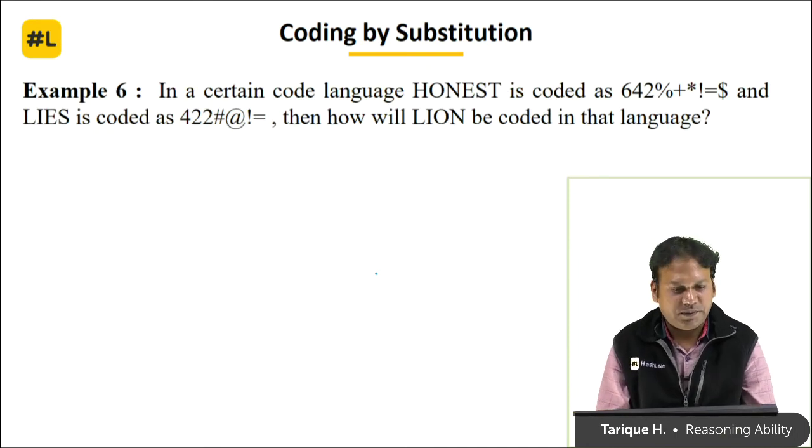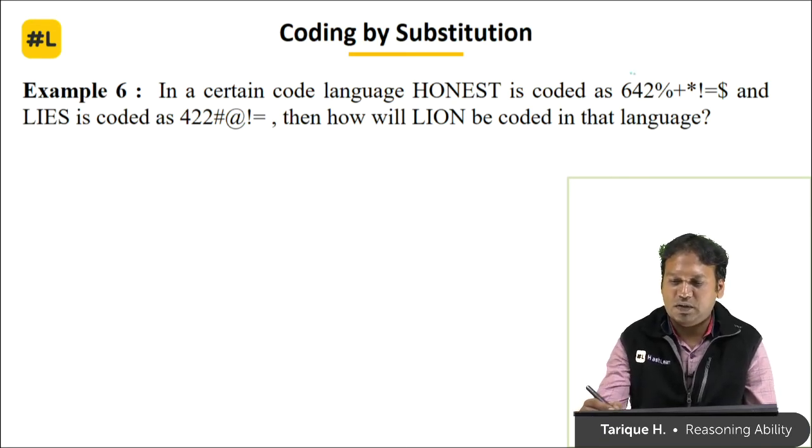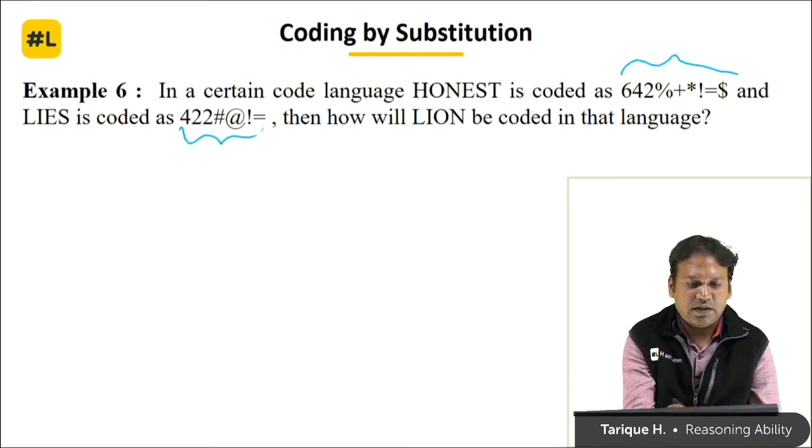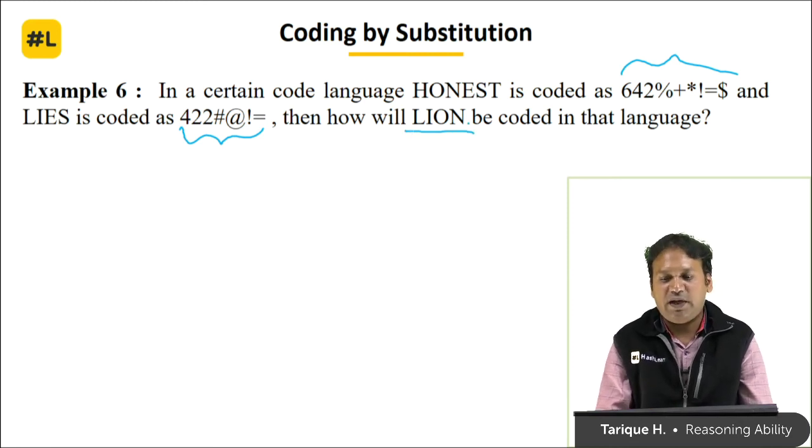Let's try this out. In a certain code language, honest is coded as 642% plus star exclamation mark equal to $, very big code, and lies is coded as this thing. Then what will be the code for line? What will be the code for line?